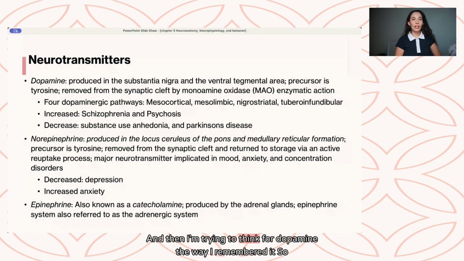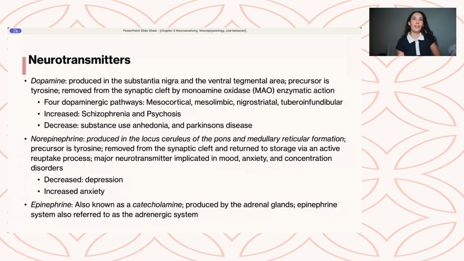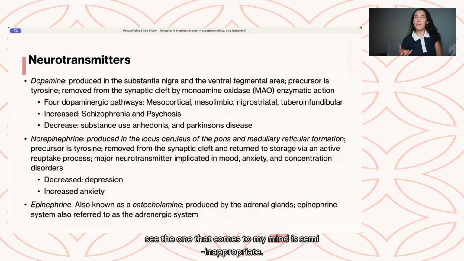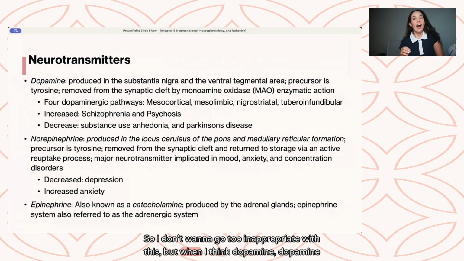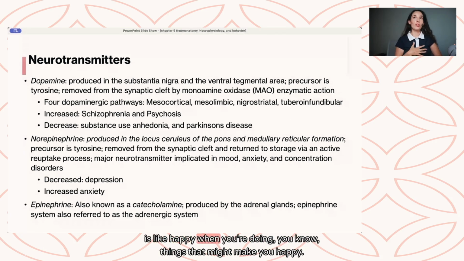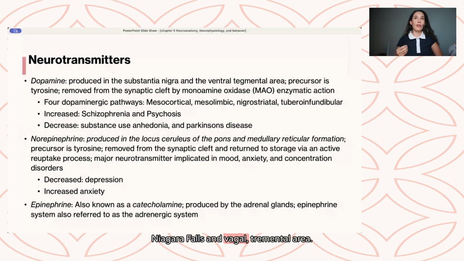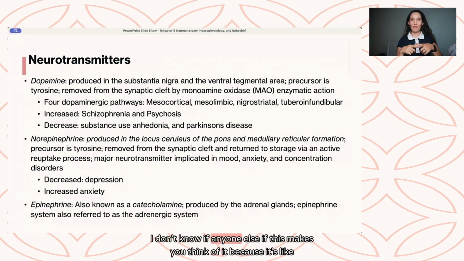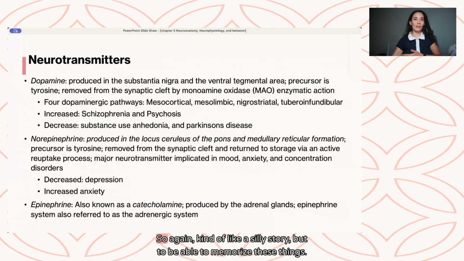And then I'm trying to think for dopamine, the way I remembered it. The one that comes to my mind is semi-inappropriate, so I don't want to go too inappropriate with this. But when I think dopamine, I think happy, when you're doing things that might make you happy. When I think of substantia nigra, for some reason it makes me think of Niagara Falls, and ventral tegmental area makes me think of a triangle, the Bermuda Triangle. So when I think of Niagara Falls and the Bermuda Triangle, I think of travel, and travel makes me happy, which is dopamine. Again, a silly story, but it helps memorize these things.